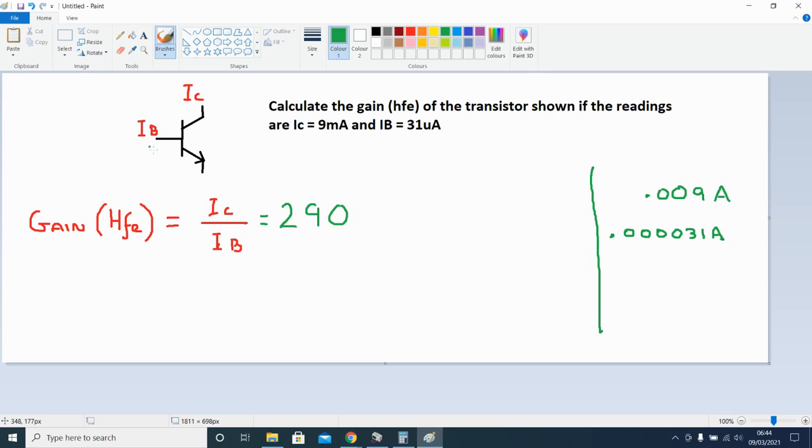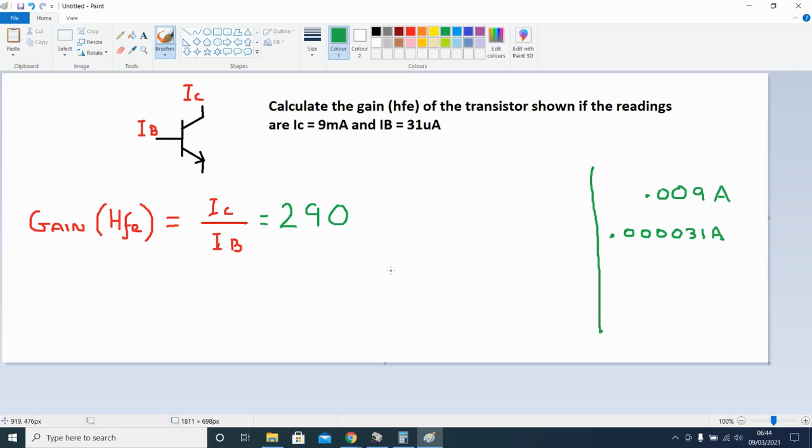And we were looking for the gain, so we're looking for our value here, which is a ratio between our current at the collector and current at the base. It's defined as the ratio of the two currents. So whatever current we have here at our emitter will be 290 times the current that we had at our base.